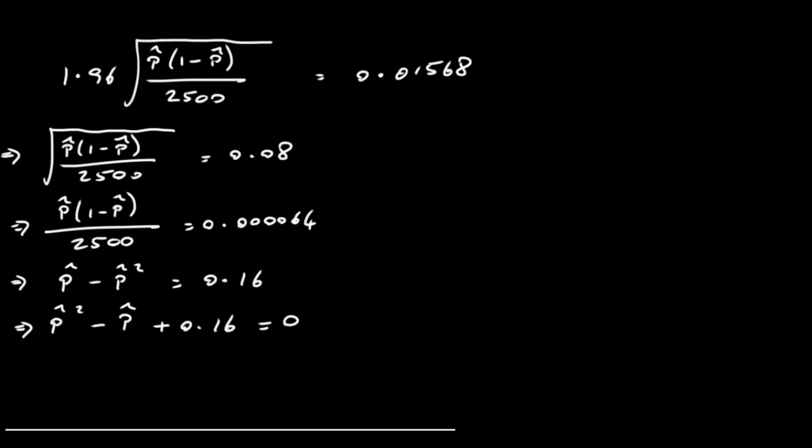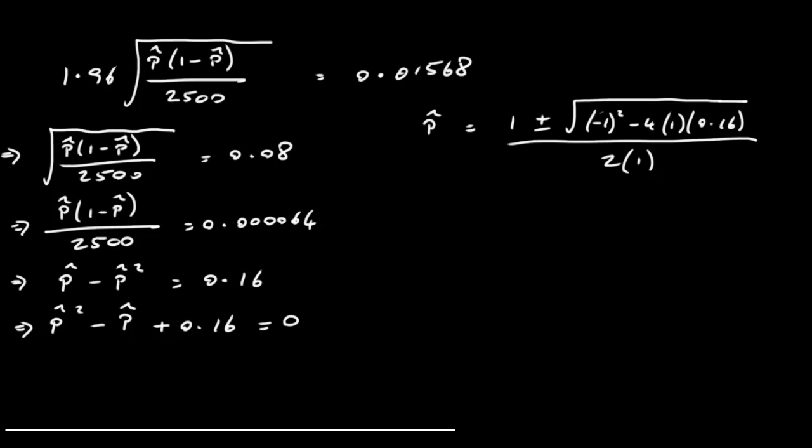Let's do that up here. So we have, therefore, that p hat is going to be equal to minus b, so that's plus 1, plus or minus the square root of b squared, that's minus 1 squared, minus 4ac, so it's minus 4 times 1 times c, which is 0.16, all over 2a, so that's 2 times 1. What we get there is 1 plus or minus the square root of 0.36 over 2, and then finally that's just going to give us 0.8 or 0.2.